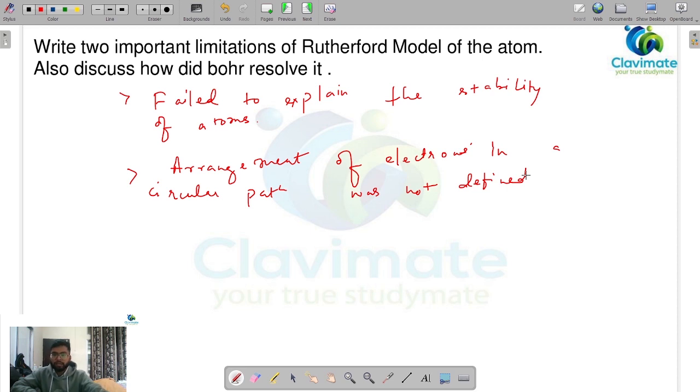So now, how did Bohr resolve it? It was a very interesting thing. Actually what Bohr did was, Bohr said in his model that electrons revolve around the nucleus in a fixed orbit and they do not lose their energy, and hence Bohr resolved the limitation.